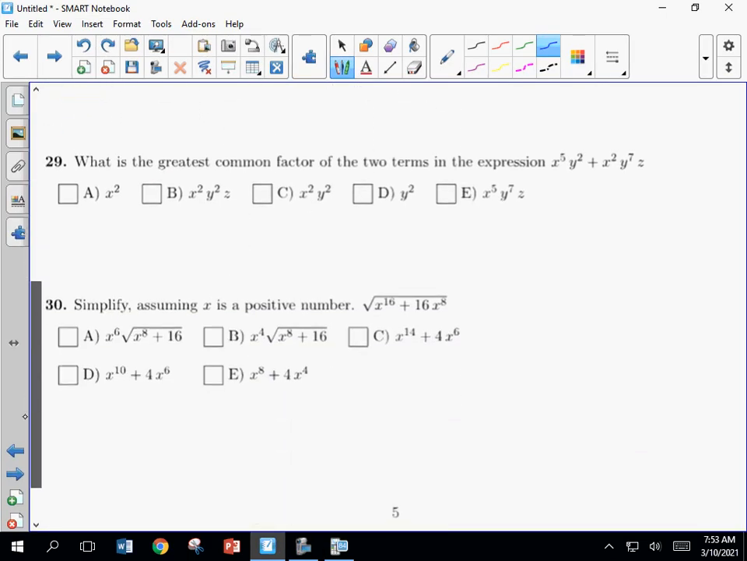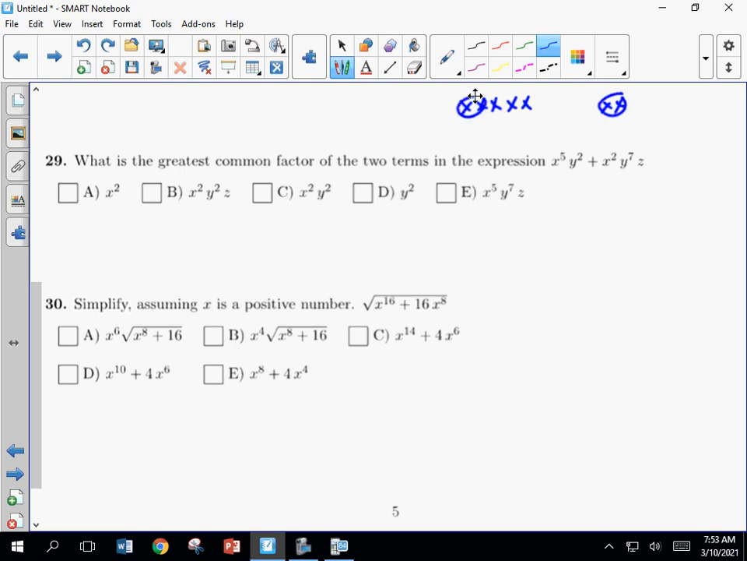All right, what is the greatest common factor of the two terms? So these are not too bad. When you're looking at the greatest common factor, this has x to the 5th, this has x squared. The most x's they have in common, if I wrote this all the way out, 1, 2, 3, 4, 5, 1, 2. Well, the most x's they can have in common are 2 apiece because this is the biggest one. So x squared is one factor.